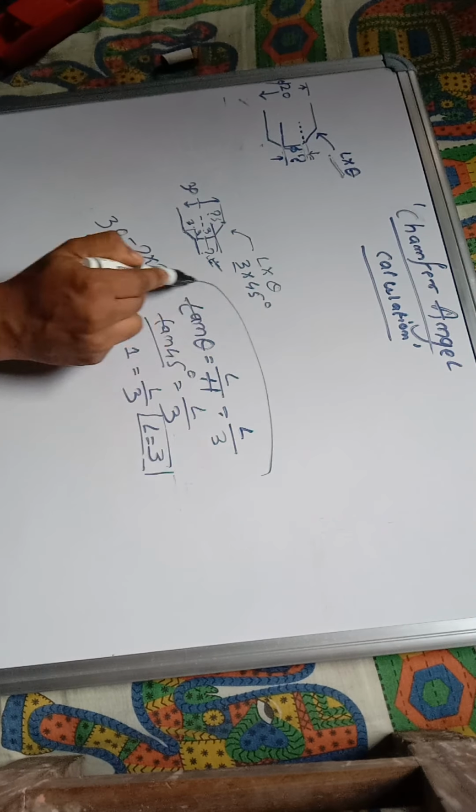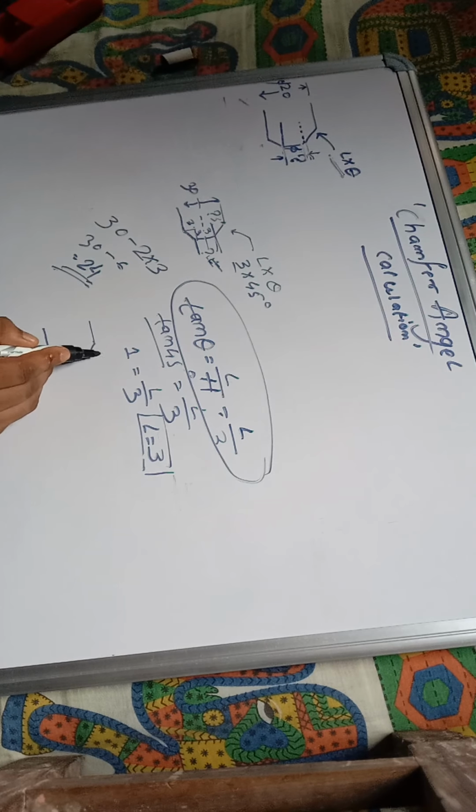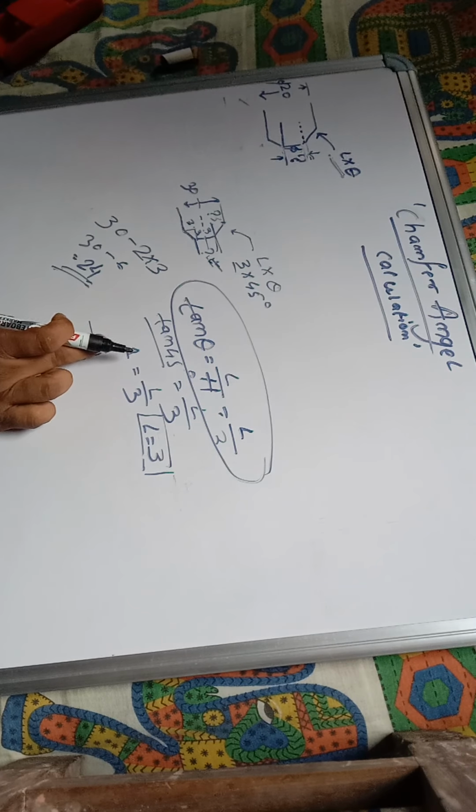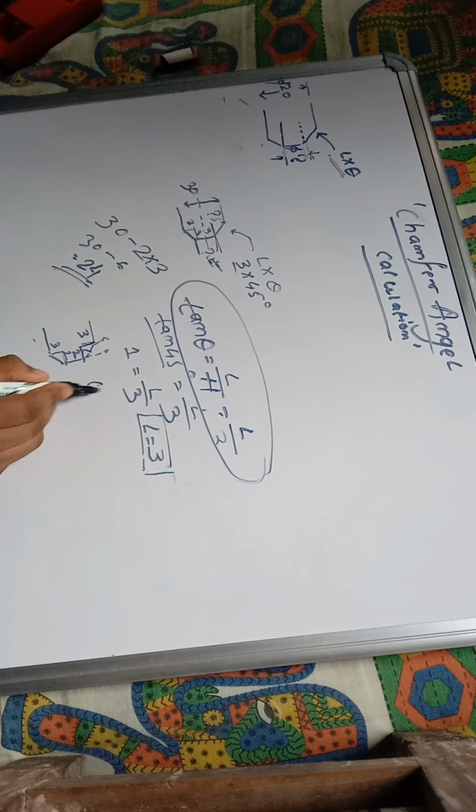You have to remember this thing. You can find anything. Suppose there is a similar drawing, to help understand this concept. Suppose this is given to you: the length is 3 and the horizontal distance is 2, similarly 3 and 2. You have to find the theta, the chamfer angle.